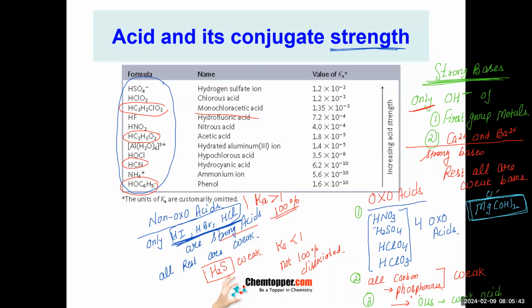It's weak. Now it's a base. So we'll talk about Kb. Is Kb greater than 1 or less than 1 for this? Kb less than 1. Very good. If I say ammonia is a base, is it strong or weak?